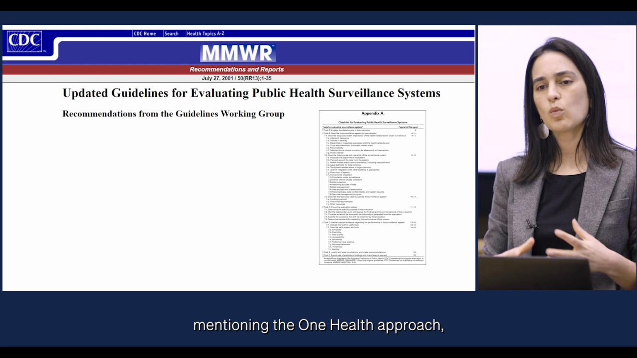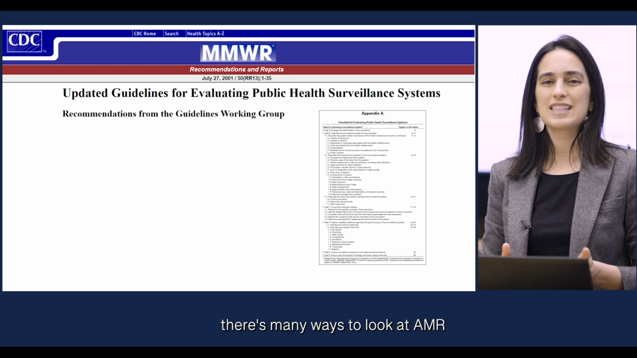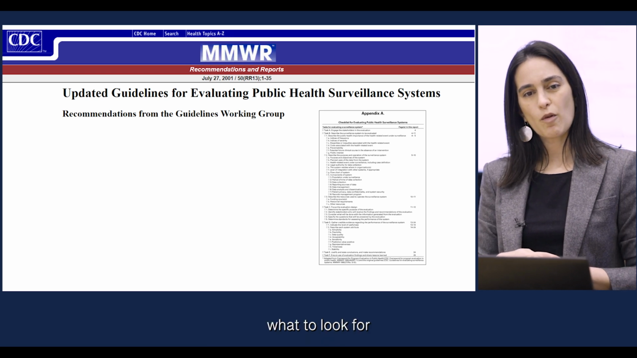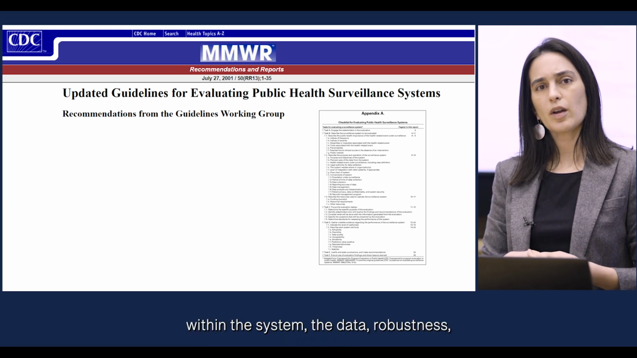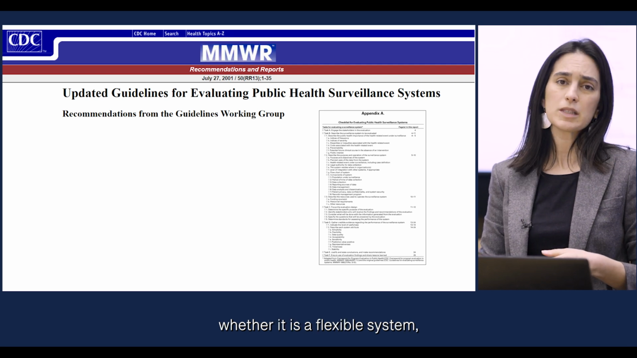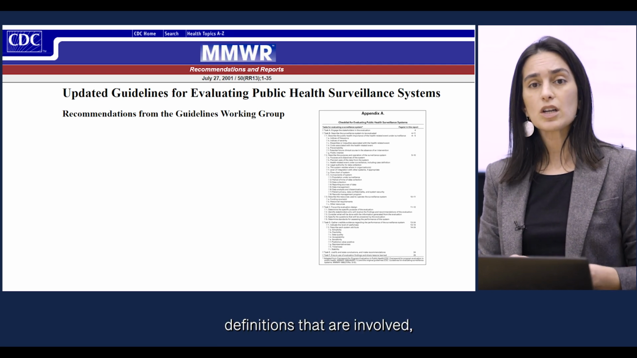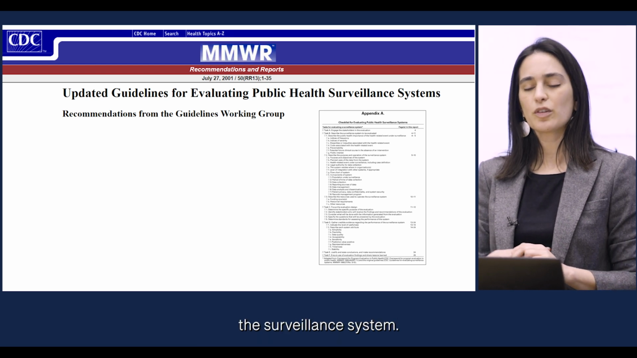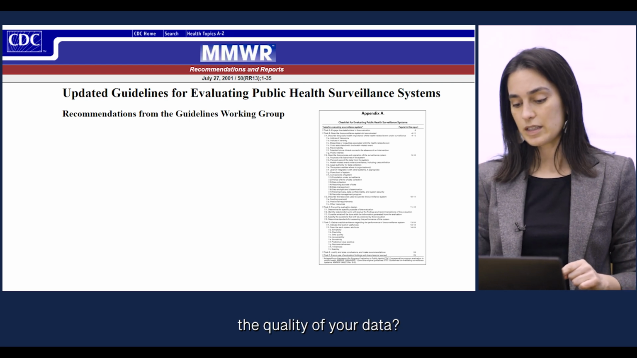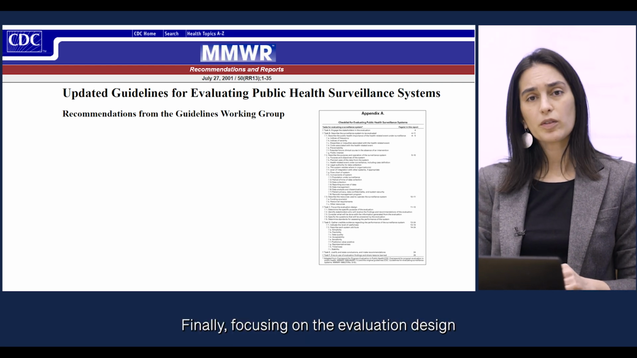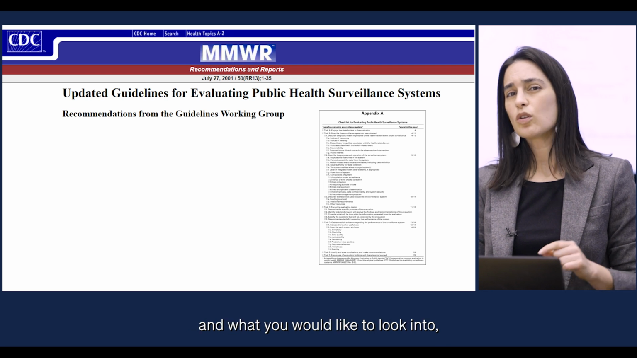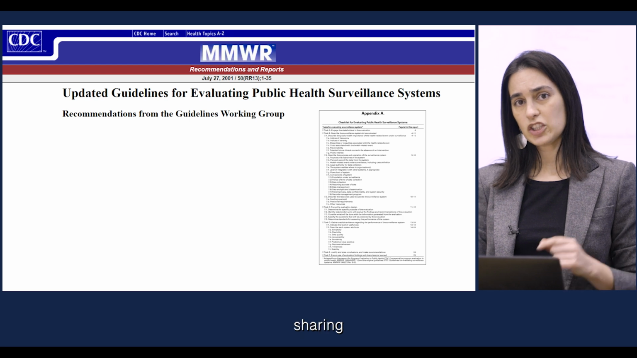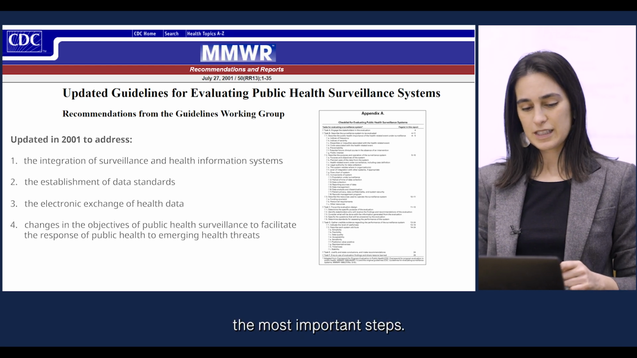And again, mentioning the One Health approach, there's many ways to look at AMR and this complex problem. So this gives us some guidelines in terms of what to look for within the system, the data robustness, whether it is a flexible system. For example, if there are new case definitions that are involved or new diagnostics that are introduced in the middle of the surveillance system, will those be affecting the quality of your data? Finally, focusing on the evaluation design and what you'd like to look into specifically for your surveillance system, putting the data together, sharing recommendations will be the most important steps.